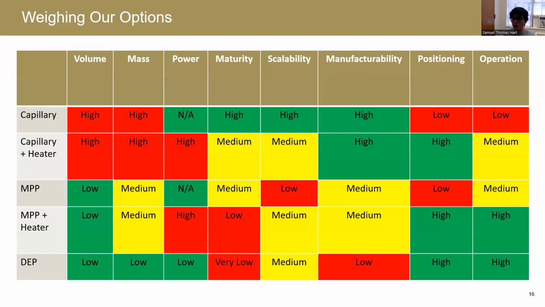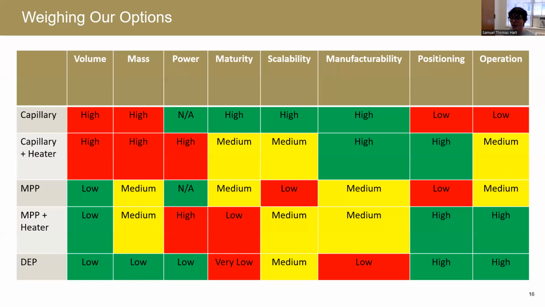Now, then we look at maturity of the system, and we see here that the MPP system with the heater is more mature. We've demonstrated heaters affecting propellant positions in space, and we've demonstrated magnets affecting fluid positions. So the physics have been shown in the relevant environment. They just haven't been coupled yet. However, a DEP system is much lower maturity. Now, they're roughly equally scalable for a small sat size system.